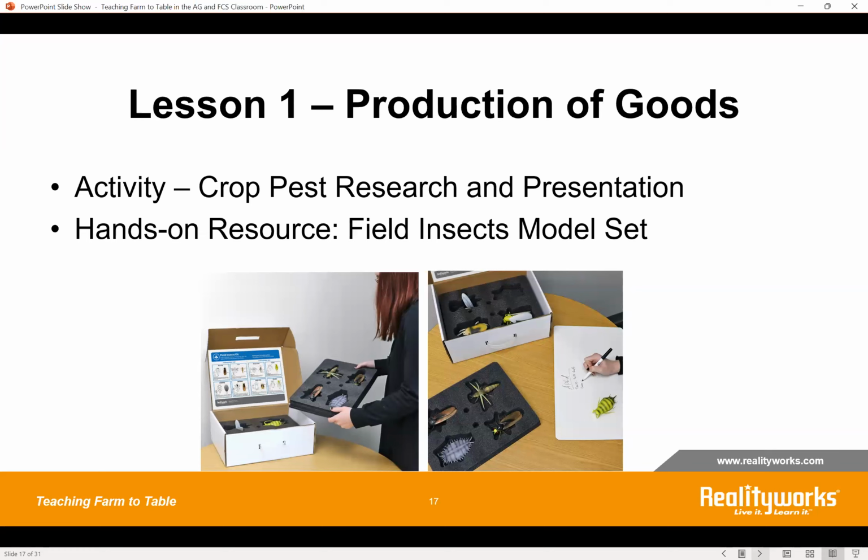So that one's a really fun one. The bugs are just great. They're oversized and very realistic, and really a fun hands-on thing to get your students thinking all the way back to the production end and just how much impact one insect can have on a crop.